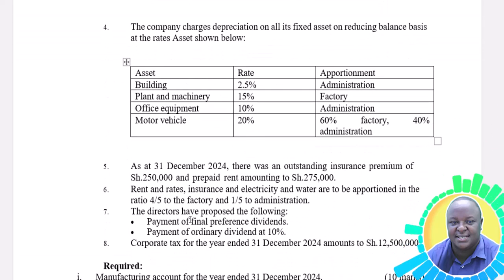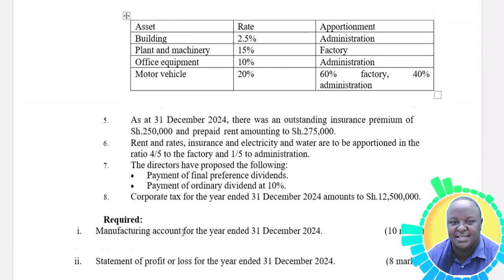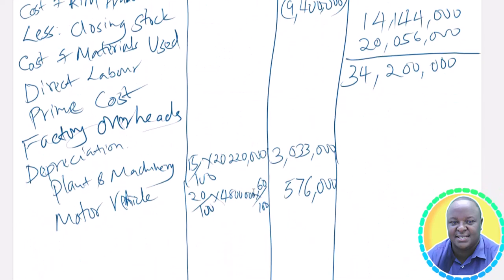In the similar information we've been told here, in additional information number 6, rent and rates, insurance, and electricity and water are to be apportioned in the ratio of 4:5 to the factory. And in additional information number 5, that as at 1st December 2024, there was an outstanding insurance premium of 250 and prepaid rent amount of 275. So we shall talk about rent and rates.